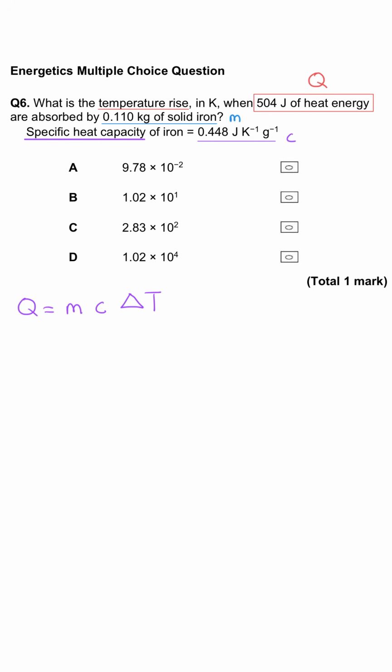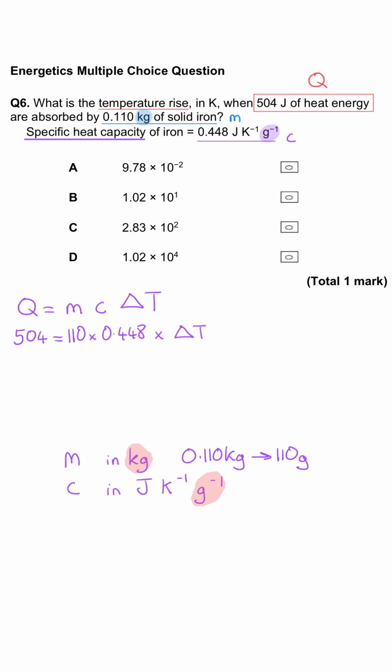Q is the heat energy, 504 joules. M is the mass, which currently is 0.110 kilograms, and C is the specific heat capacity, which is in joules per Kelvin per gram. So we're going to need to convert the mass in kilograms into grams by multiplying it by 1000. So 504 is equal to 110 multiplied by 0.448 multiplied by delta T.